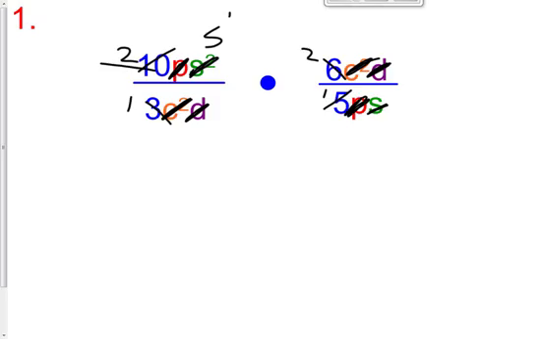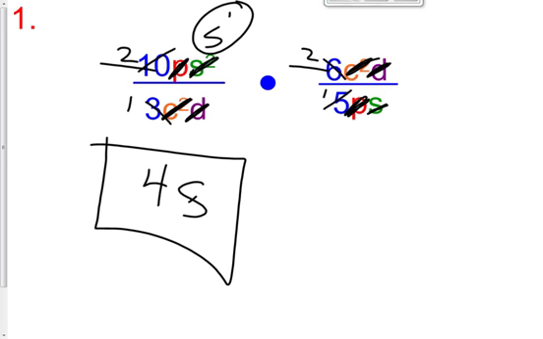So we have 2 times 2, which is 4. The letters in the numerator is just s to the first, so it's 4s. And in the denominator, all we have is 1. So our answer is 4s. Why don't you guys pause the video and try number 2 on your own, please.